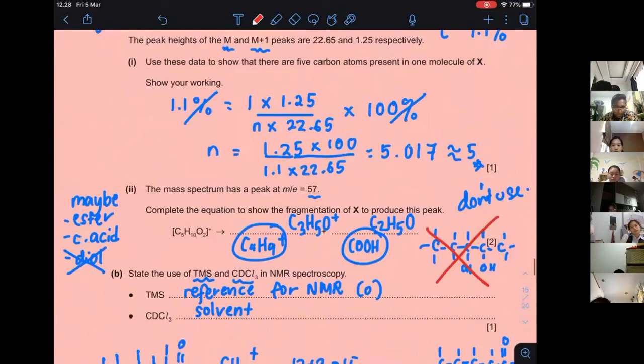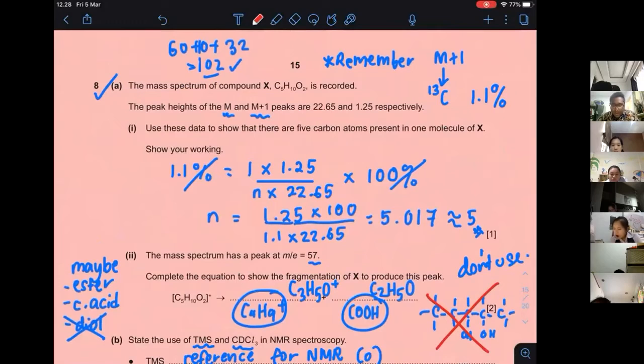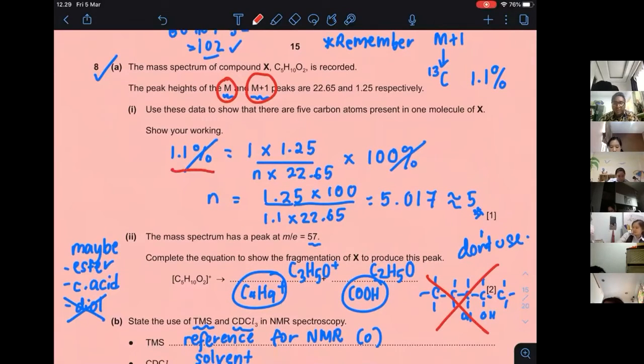So now for number 8, the mass spectrum of compound X, C5H10O2, is recorded. It's a very interesting question because they mention the peaks of M and M plus 1. The moment they say that, the M plus 1 peak is from one of the carbons in that sample being carbon 13. I told you not to memorize the formula, just use the relationship: one carbon 13 is always 1.1%. So I just put the relationship 1.1% is one of the carbon from the sample.